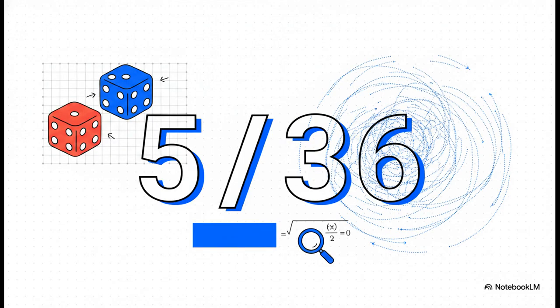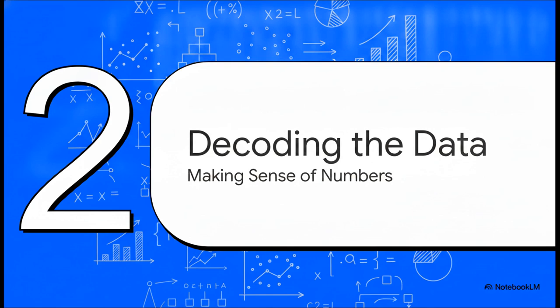So, by understanding sample space and the rules of combination, we can confidently declare exact probabilities. 5 over 36. That is the exact mathematical probability of getting a result sum greater than 9 when rolling 2 dice. It's not a guess, it's not a hunch, it's a solid, derived fact pulled straight from the chaos of rolling the dice. Moving on to Section 2, decoding the data and making sense of numbers.